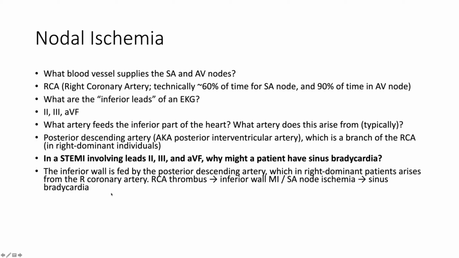Yeah. The inferior wall, remember, is fed by the posterior descending artery, which in right dominant patients arises from the right coronary. If I have an RCA thrombus, not only will I have an inferior MI, because if I'm right dominant, it'll affect my posterior descending artery, which feeds my inferior wall, but I can also get SA node ischemia, which can give me sinus bradycardia, dysfunction of my SA node.